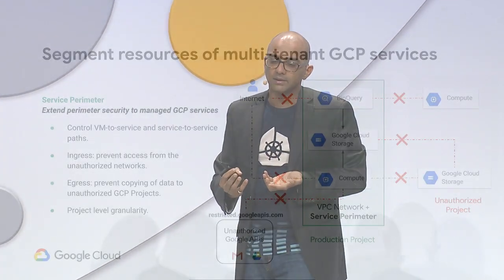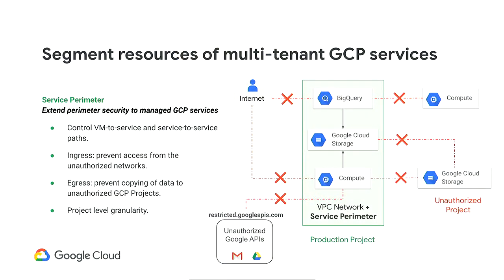It's not just that we are blocking access from the internet, right? But which private network do you have access to? So for example, another compute instance on a different private network would not have access to the resources inside the perimeter. And lastly, you cannot use the service-to-service path.